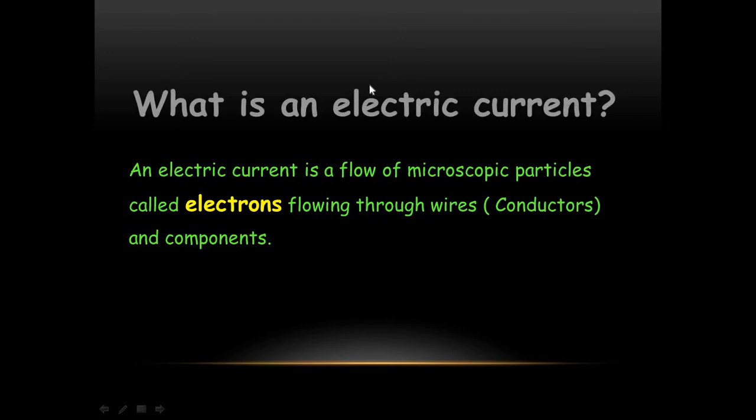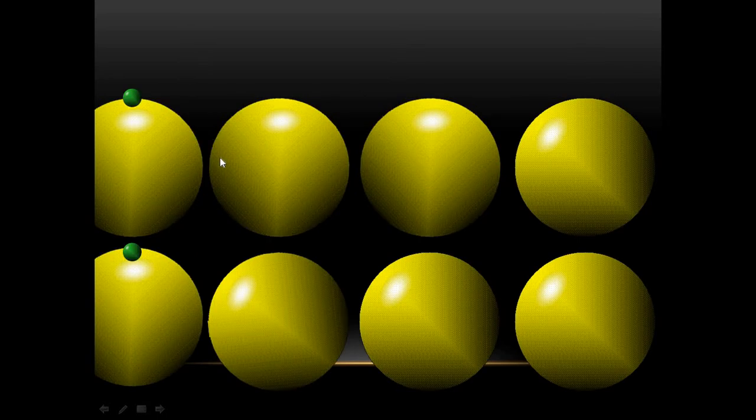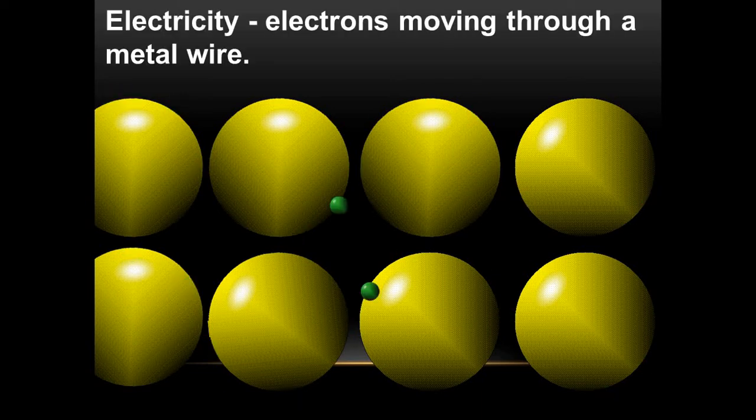Then what is electric current? An electric current is the flow of microscopic particles called electrons flowing through wires or conductors. So these are the metal atoms. Here the green dots represent the electrons. It is simply a simulation or illustration. The flow of these electrons produces electricity or current electricity. The electrons moving through the metal wires produce electric current.